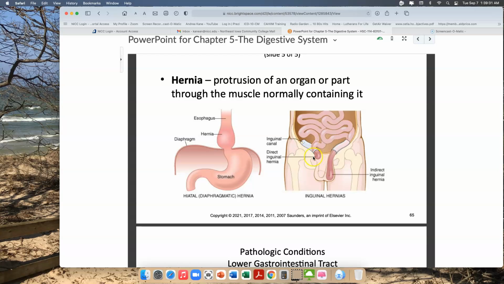With an inguinal hernia, sometimes it can be reduced by just pressing on the area and it'll go back down through, but a lot of times it will require a surgical procedure to deal with it. And so this is a visual of inguinal hernias, when it's direct or whether it's indirect.